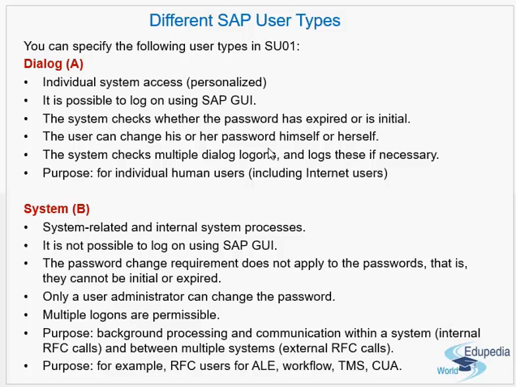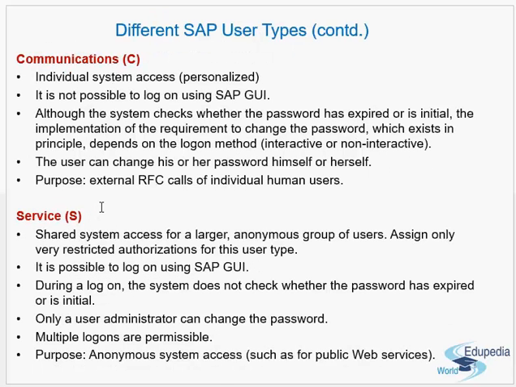CUA. So all these, ALE, workflow, TMS, CUA, all of these require RFCs. So in those RFCs you will give a user which is of type system. Okay, so the first one is dialog, the next one is system. Now the next one is a communication user.